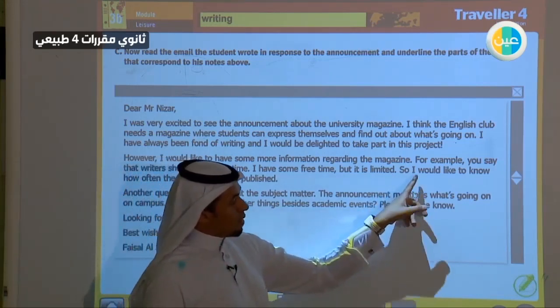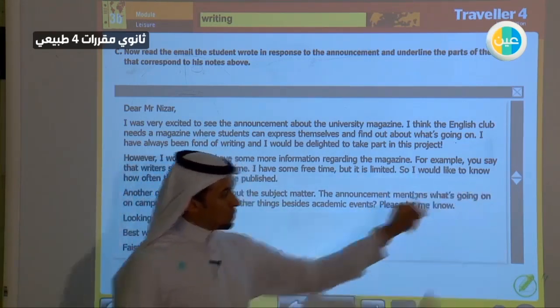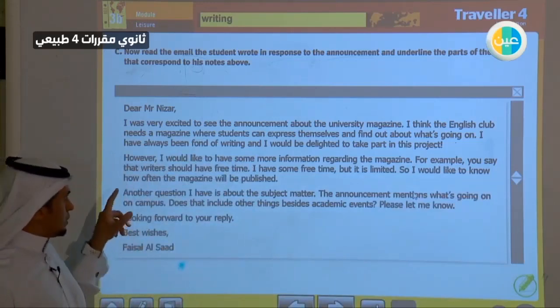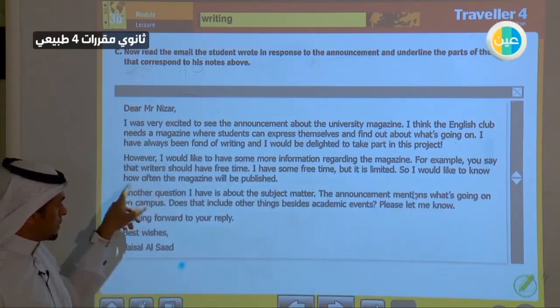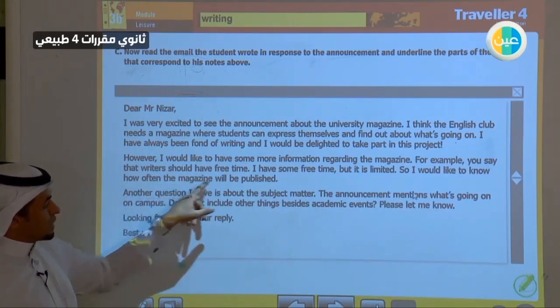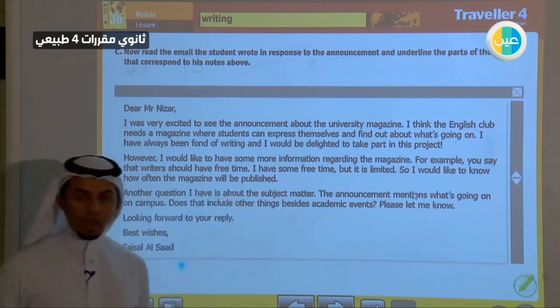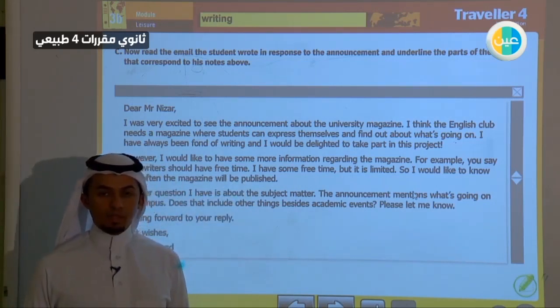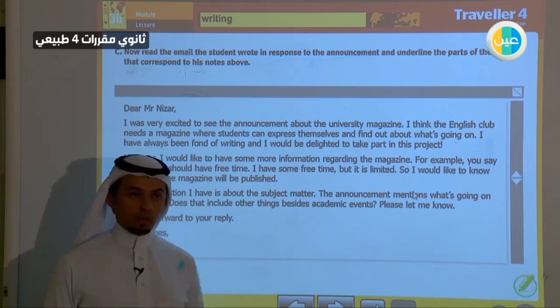So I would like to know how often the magazine will be published. How often will the magazine be published? Every month or every week?